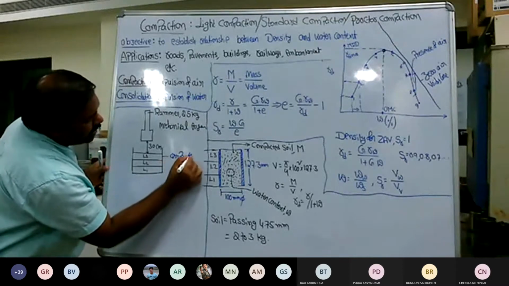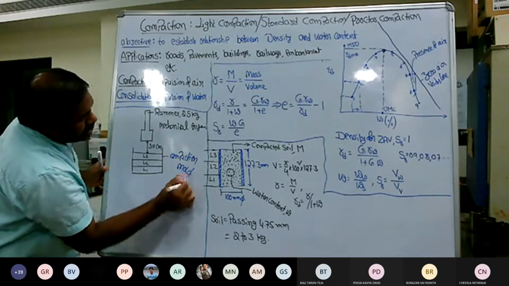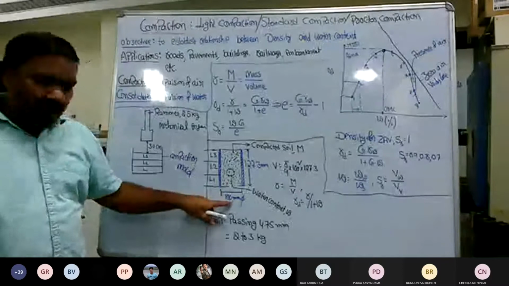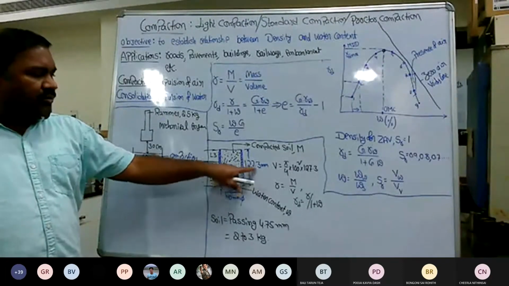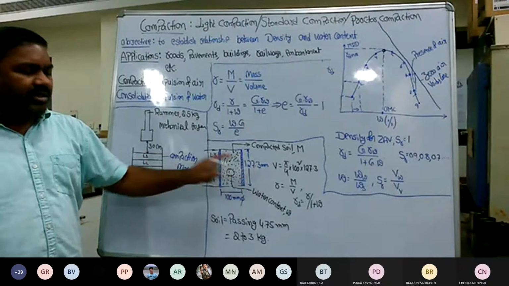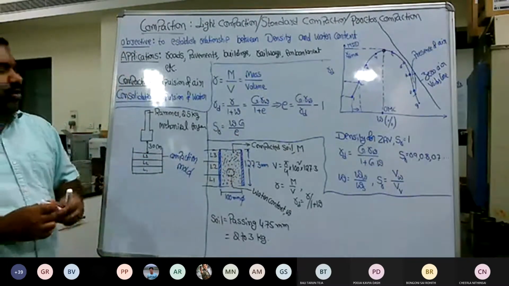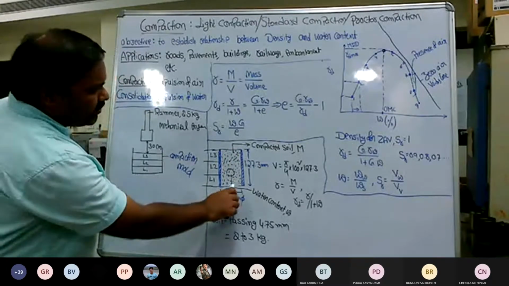So this is a compaction mold. The geometry of the compaction mold is shown here. The internal diameter of the compaction mold is 100 millimeter. The height of the mold is 127.3. While above the compaction mold, there are two more accessories. One is the base plate, next is the collar.